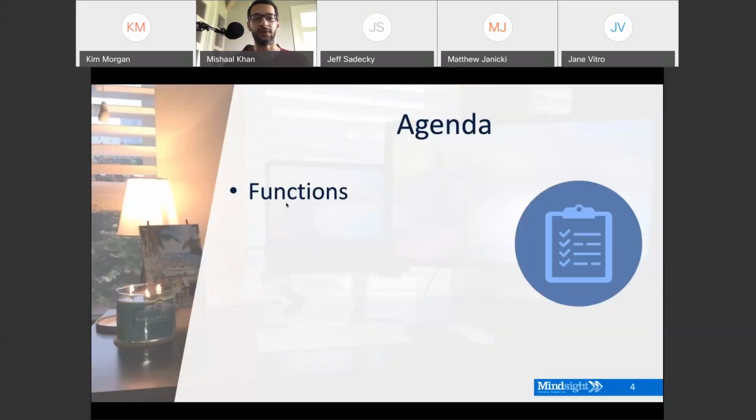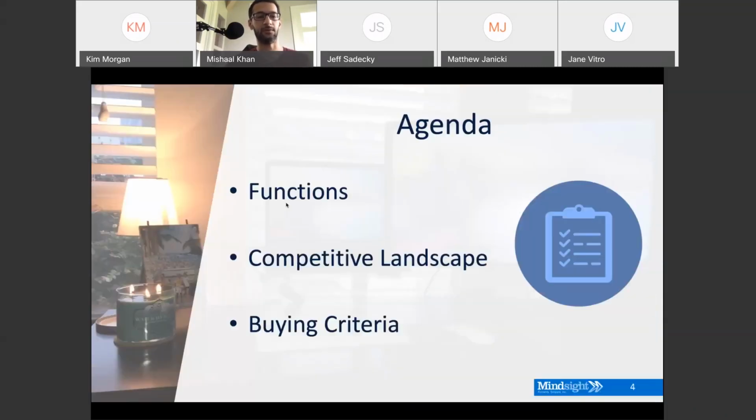Today's agenda is very simple, very focused. We talk about NAC, its importance, why we need NAC, some of the basic functionality, competitive landscape, and in my opinion, what the buying criteria should be.